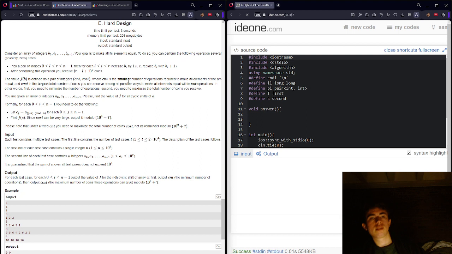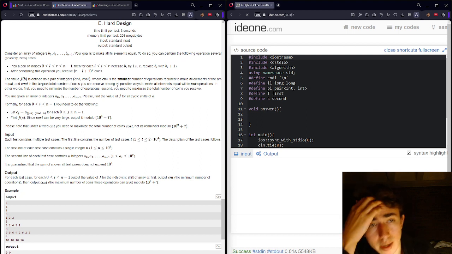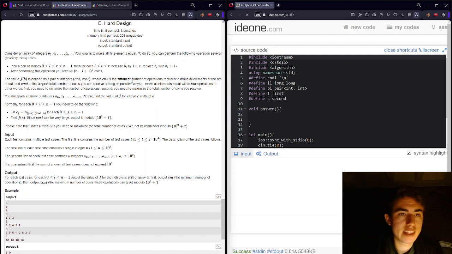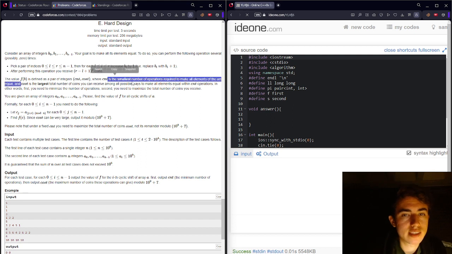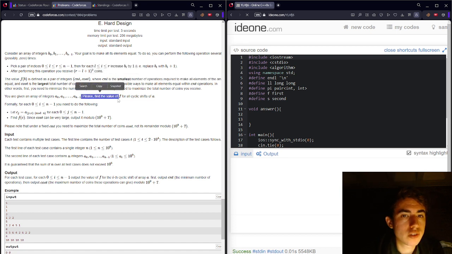Alright, so you want to minimize the number of operations, and then among those, maximize the total number of coins you receive. Please find the value of f for all cyclic shifts of a. What are the bounds? It's 10 to the 6th, and values are up to 10 to the 9th.